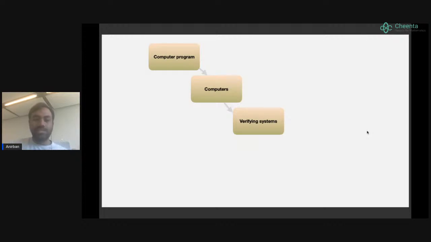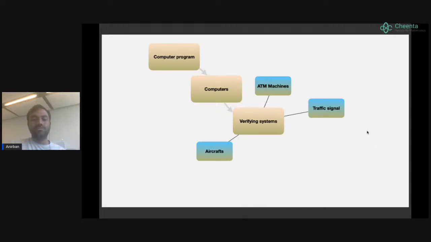Then, for example, verifying systems. What do I mean by verifying systems? For example, you are given a system, such as an ATM machine, and you want to verify it's working properly. If you want to withdraw some money, then it actually withdraws some money. If you want to check just the balance, then it will check just the balance. So this is called correctness of systems, or verifying the systems. Aircrafts and traffic signals are some examples of verifying systems where automata is used in the background.